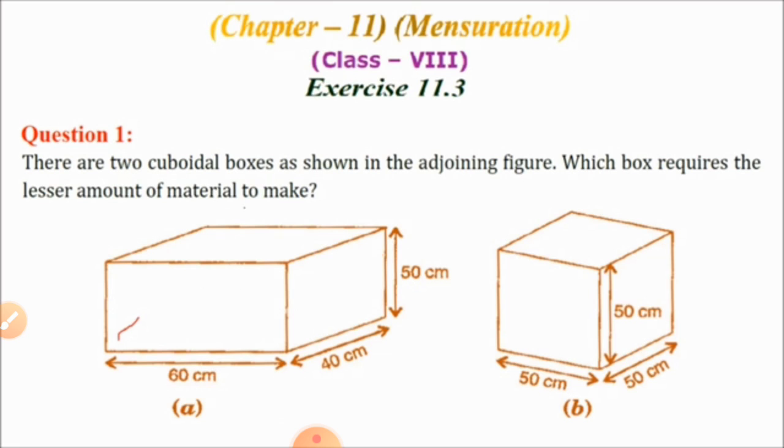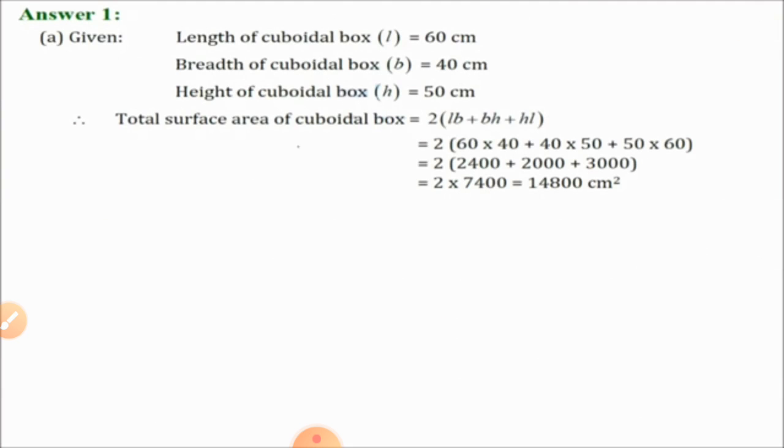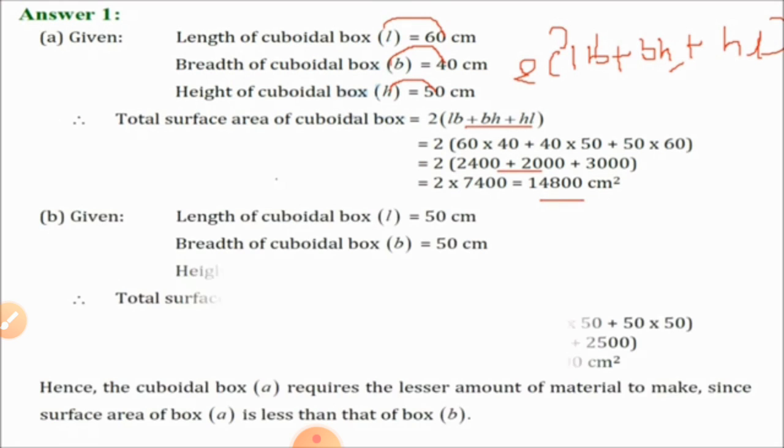Question number 1 is on your screen. There are two cuboidal boxes as shown in the diagram. Which box requires the lesser amount of material to make? See students, in the cuboid the length, breadth and height are given. Length is 60 centimeter, breadth is 40 centimeter, height is 50 centimeter. We have the formula to find the surface area of a cuboidal box: 2 into (LB plus BH plus HL). Simplified, you get 14,800 centimeters square.